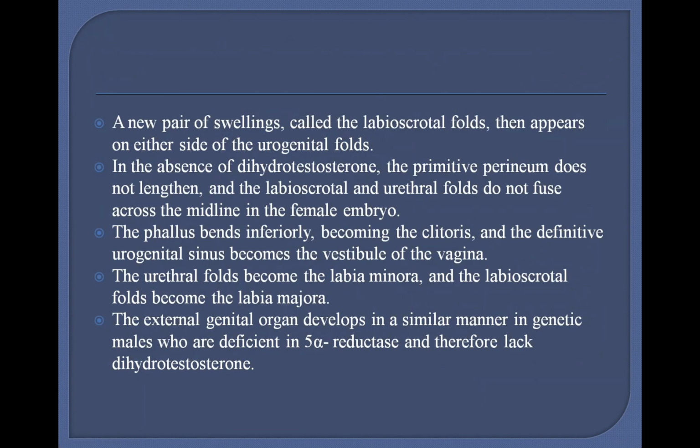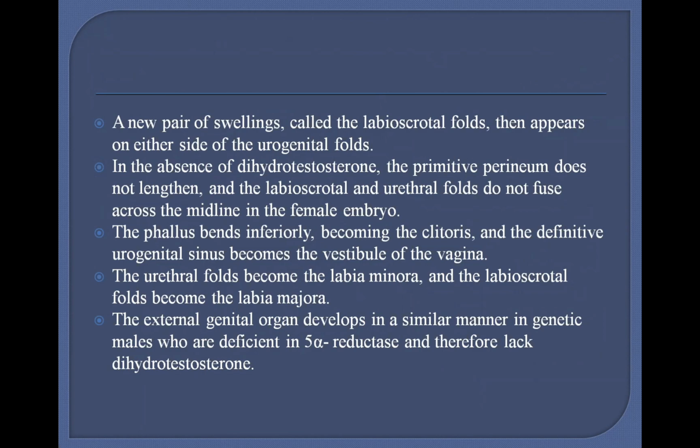In the absence of dihydrotestosterone, the primitive perineum does not lengthen and the labioscrotal and urethral folds do not fuse across the midline in the female embryo. So that is why males who are deficient in 5-alpha reductase will again be similar to females.